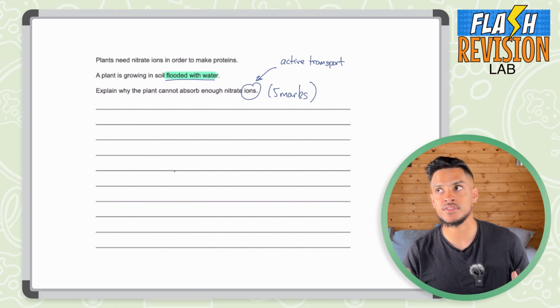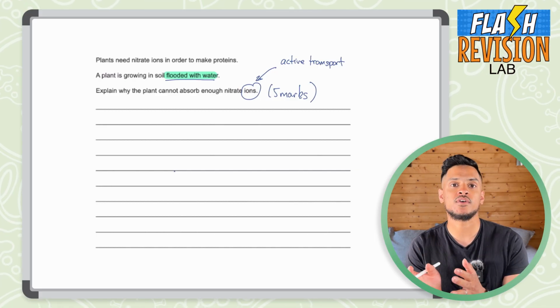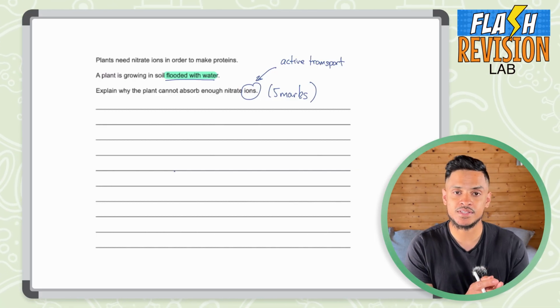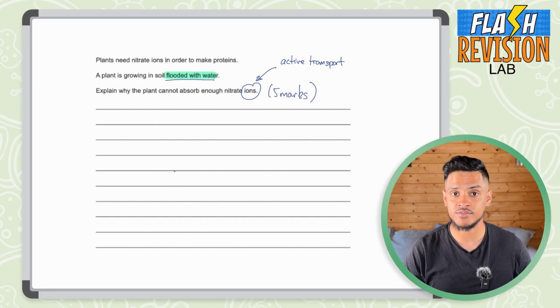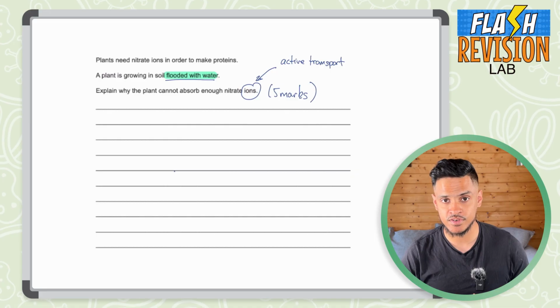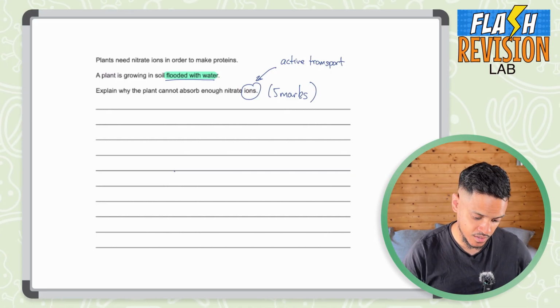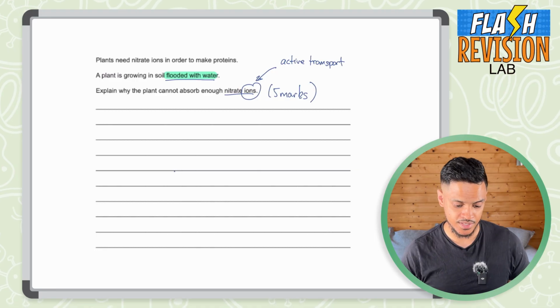And if you think about it, if it's growing inside water, there's not much oxygen reaching the plant, right? So if there's not enough oxygen reaching the plant, that means it's not going to have enough oxygen to respire. If it doesn't have enough oxygen to respire, it's not going to release enough energy. And if it doesn't have enough energy, it can't perform active transport. Therefore, it can't take in these nitrate ions. That's the explanation. We just need to write this down in 5 marks.